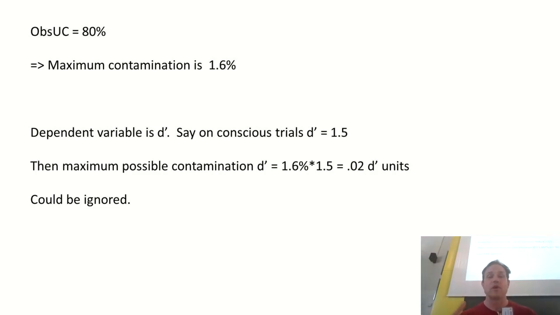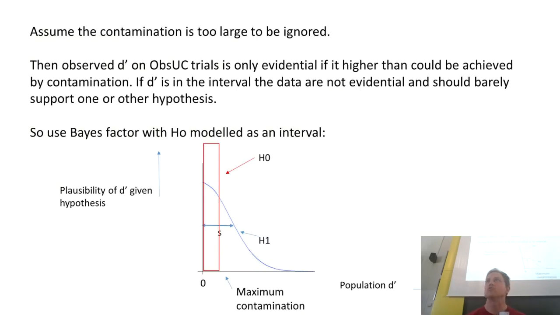And then we can say, well, if 1.6% of the trials were contaminated like that and the rest they performed at chance, what's the maximum performance people could achieve due to conscious contamination? In this case, 0.02 D prime units, we can ignore it. We don't have to worry about regression to the mean. But we can do something more general. Let's say it's something you wouldn't necessarily want to ignore. It's D prime of 0.3, or percentage correct of 1% or 2% or something.